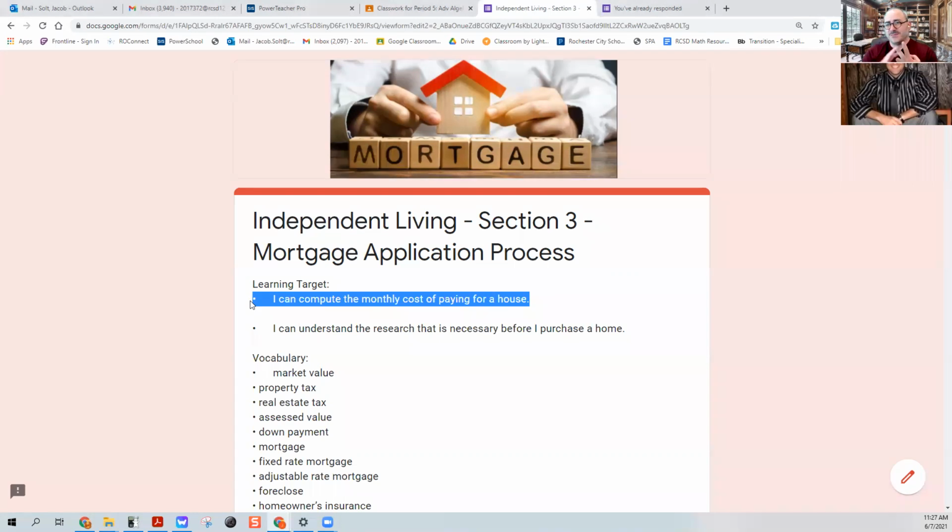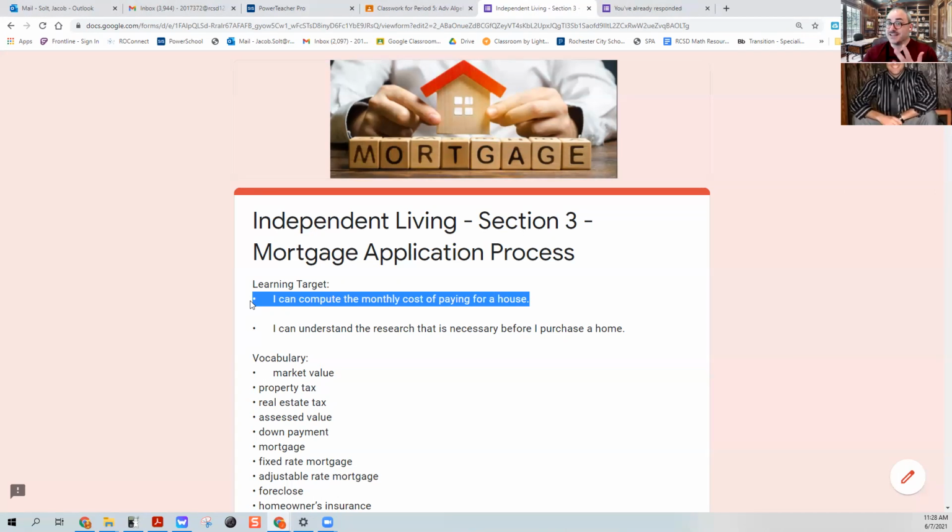Then we looked at different ways to compute insurance costs. Insurance is usually paid yearly or semi-annually. Remember, semi-annually means twice per year, so that means every 6 months. We took that annual figure and divided it by 12 to find the monthly cost of the insurance. If it was a semi-annual figure, we divided it by 6, because semi-annual means every 6 months. That gave us the monthly insurance cost.